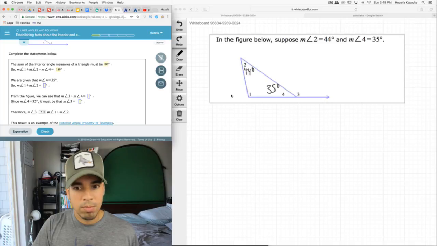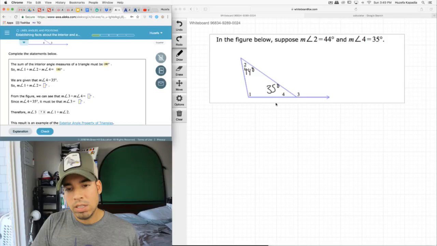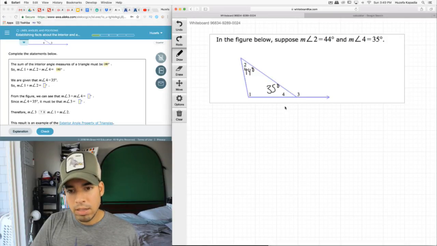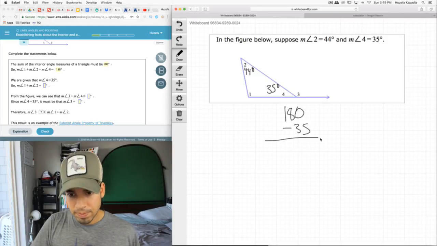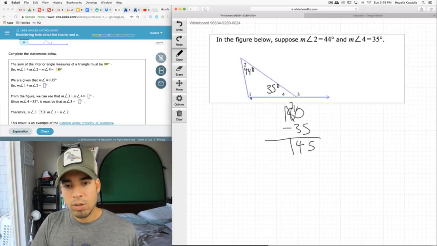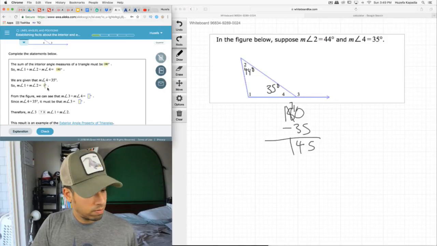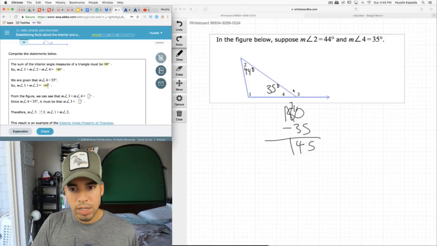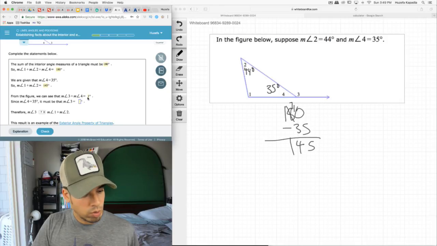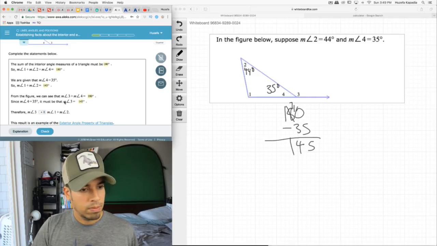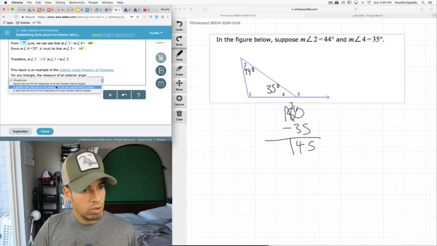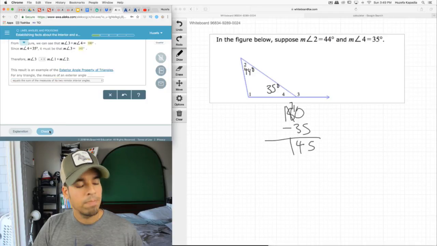If angle 4 equals 35, that means angle 1 plus angle 2 must equal 180 minus 35, which equals 145. So angle 1 plus 2 must equal 145. Angle 3 plus 4 also equals 180 because it's a straight angle. Therefore, angle 3 must equal 145. So guess what? It's the same rule: the exterior angle equals the sum of the remote interior angles.